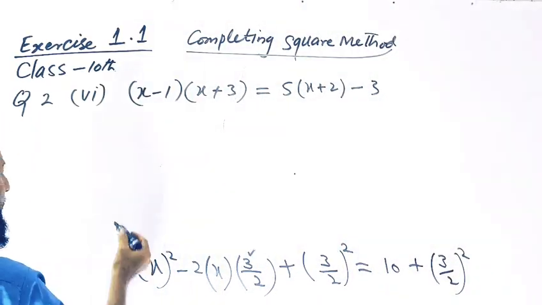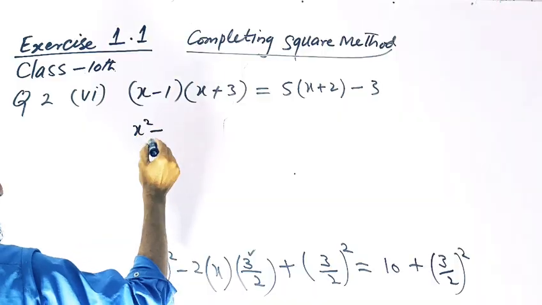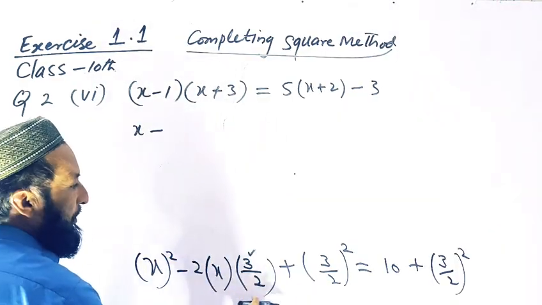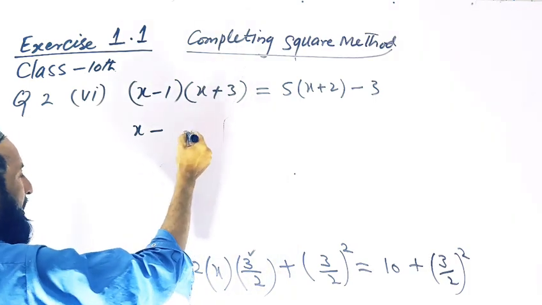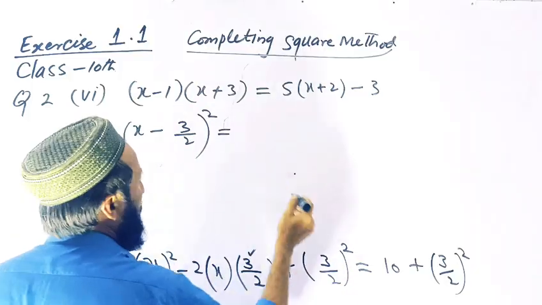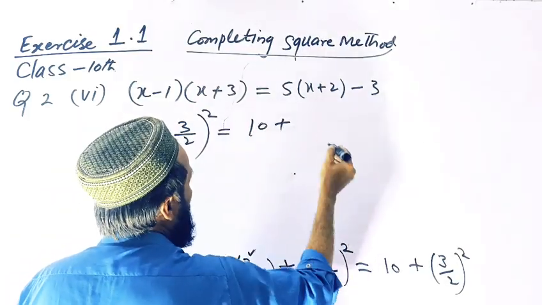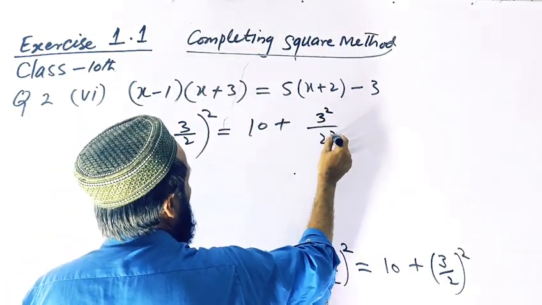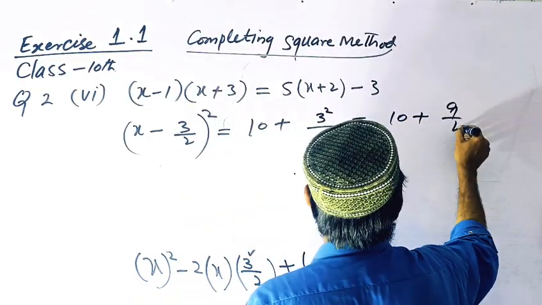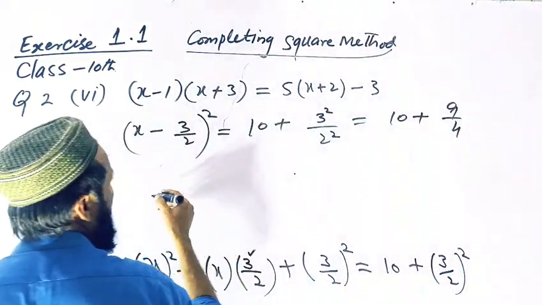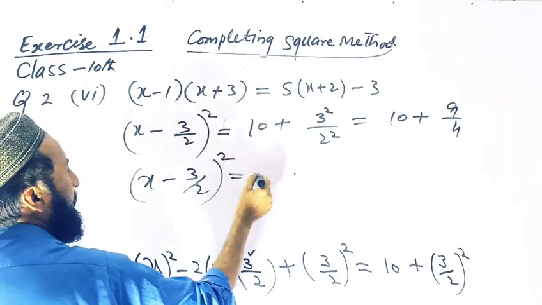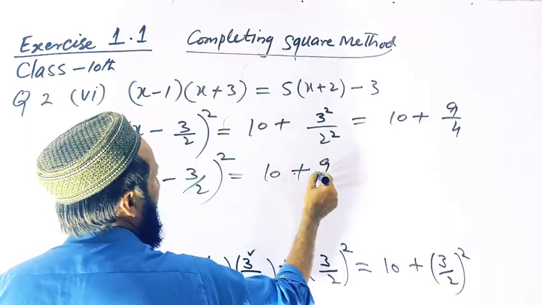Next step, x square minus 3x plus b square will be equal to a square minus 2ab plus b square, which is a minus b whole square. A minus b whole square is equal to 10 plus 3 square and 2 square. That is the value of 10 plus 9 divided by 4. Now again we take the LCM. X minus 3 over 2 whole square is equal to 10 plus 9 divided by 4.